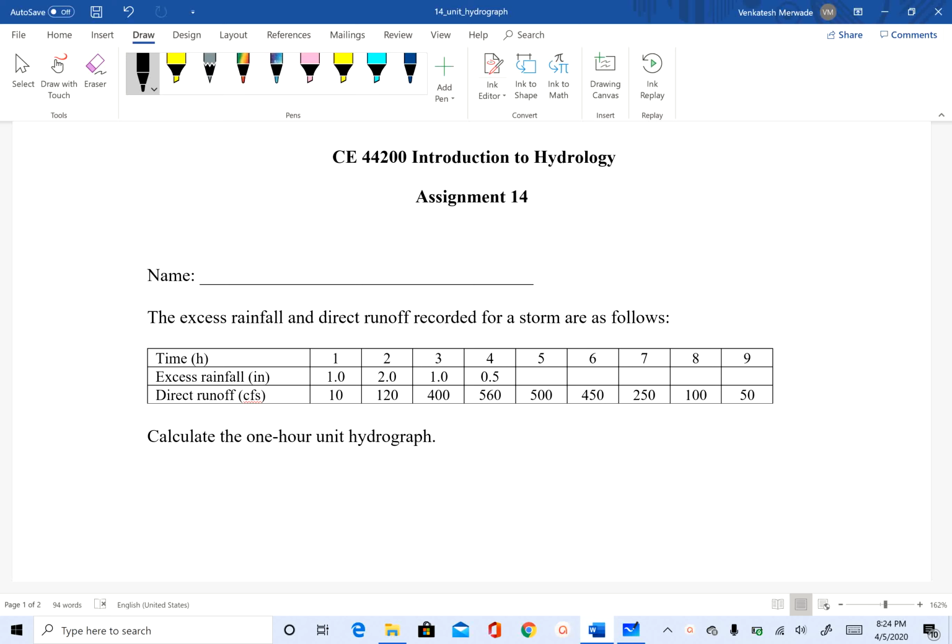So what I have given you here is excess rainfall and direct runoff. In order to derive a unit hydrograph, you need at least one historical event data. And in this case, I have already given you excess rainfall and direct runoff. If you were given total rainfall and total stream flow, you need to calculate losses from rainfall to get the excess rainfall, and then you have to also separate base flow from stream flow to get direct runoff. That part is taken care of in this assignment, so we don't have to do anything.